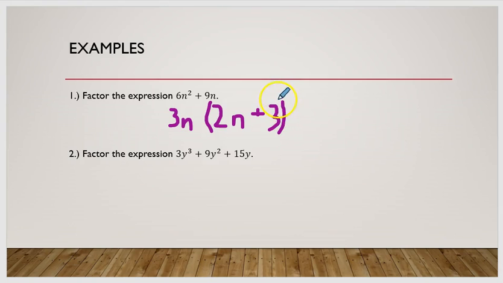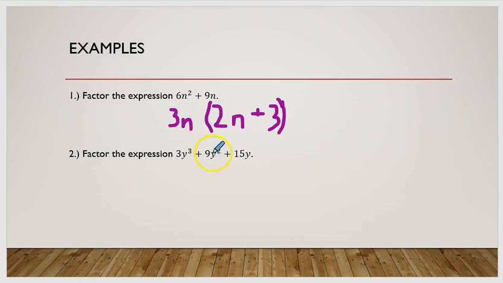So that is our factoring. We have 3n times 2n plus 3. And to check your answer, like I said, you would just multiply this back out. So 3 times 2 is 6, n times n is n squared, that checks. And 3 times 3 is 9, n times no variable is n, so 9n.